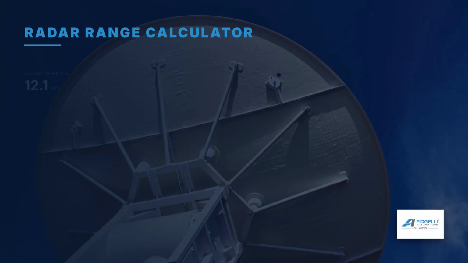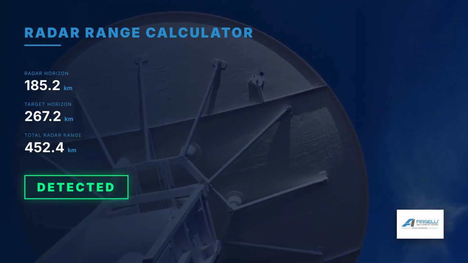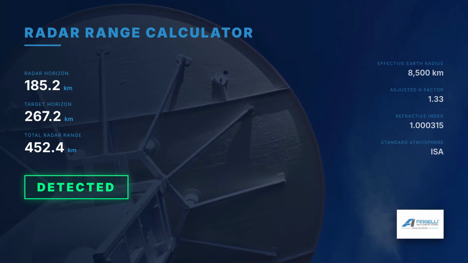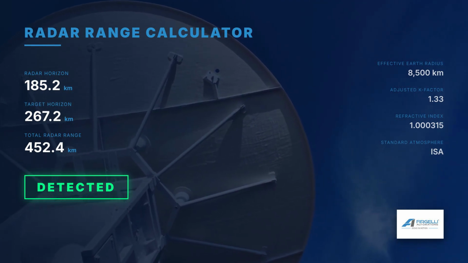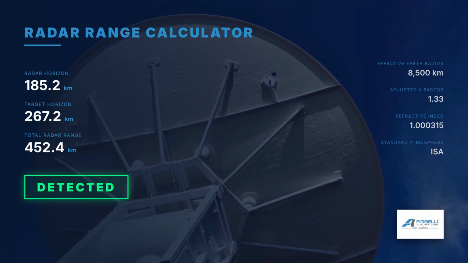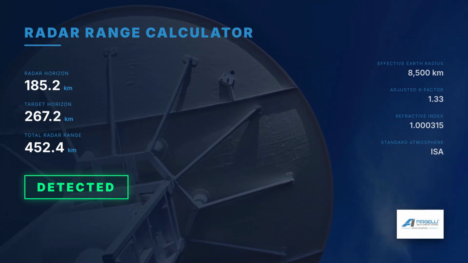After clicking Calculate, the results appear instantly. The calculator provides the total radar range, showing how far your radar can detect the target. It also breaks this down into 2 components, the radar horizon distance and the target horizon distance. The effective Earth radius and adjusted K-factor values help you understand how atmospheric conditions affect your calculations.